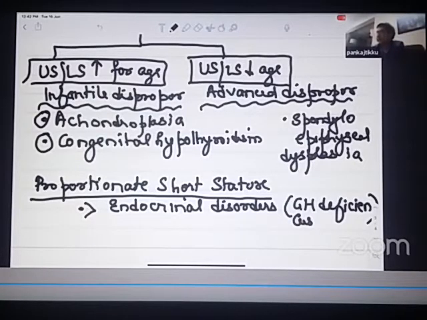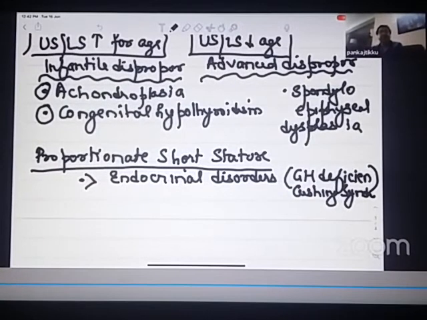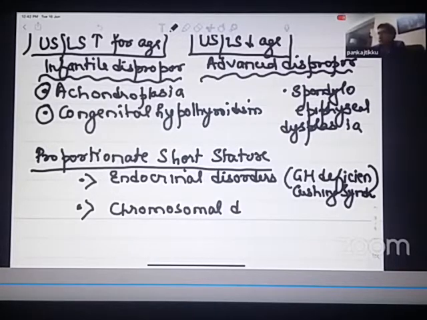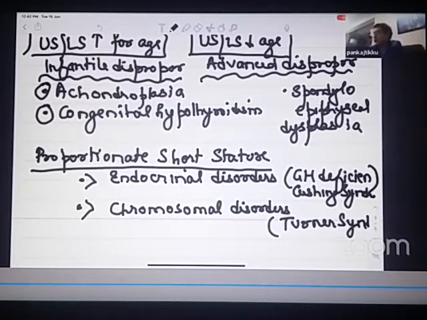For example, Cushing syndrome. So whenever an endocrinal disorder presents with short stature, it will present with a proportionate short stature. Second good example of a proportionate short stature, chromosomal disorders. Examples of chromosomal disorders which can present with it: Turner syndrome or even Down syndrome.